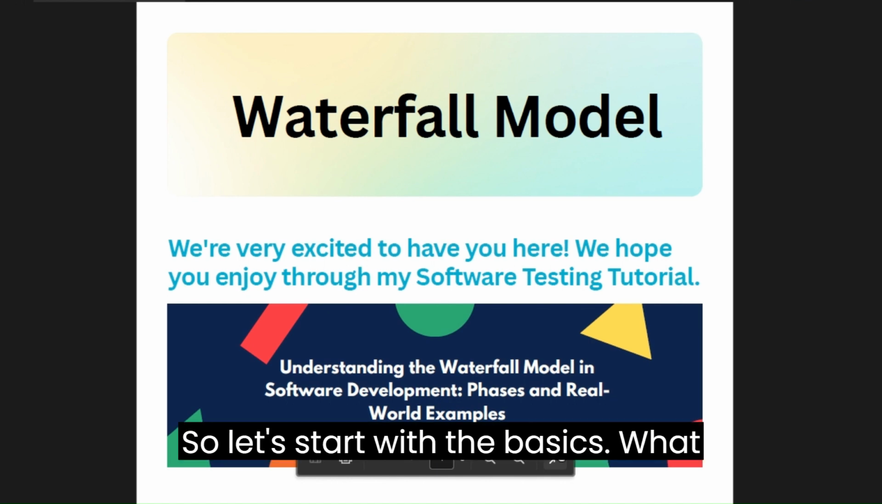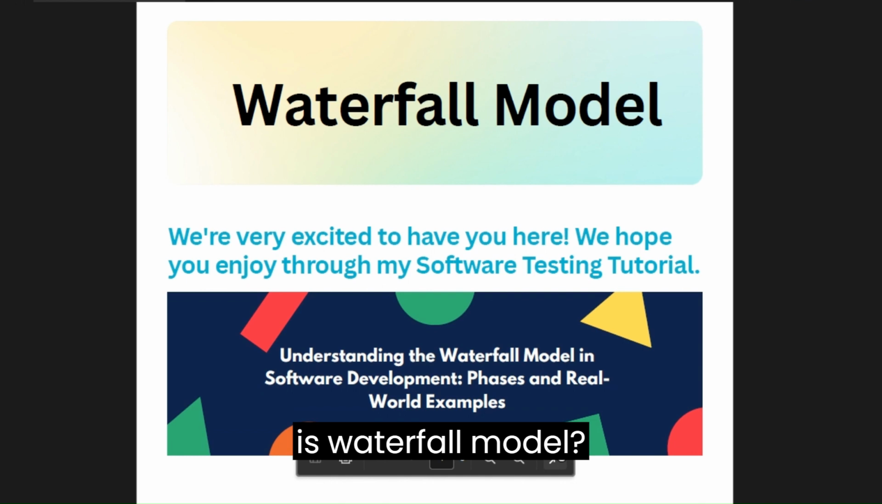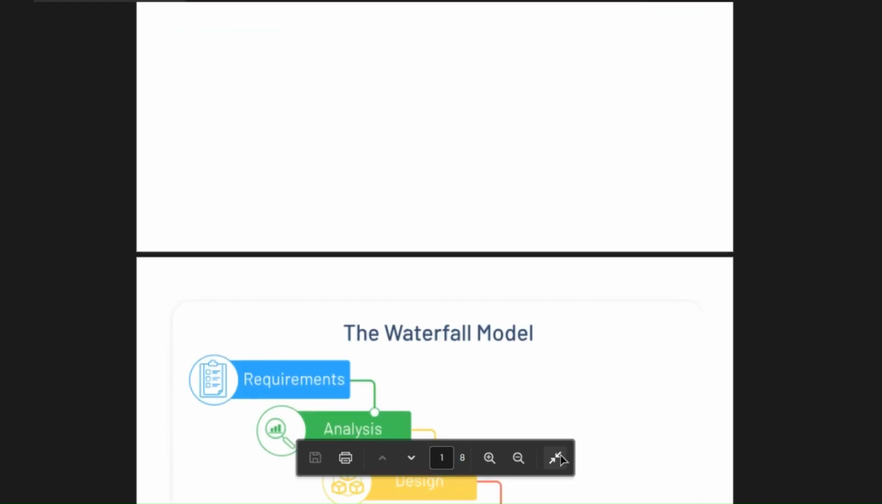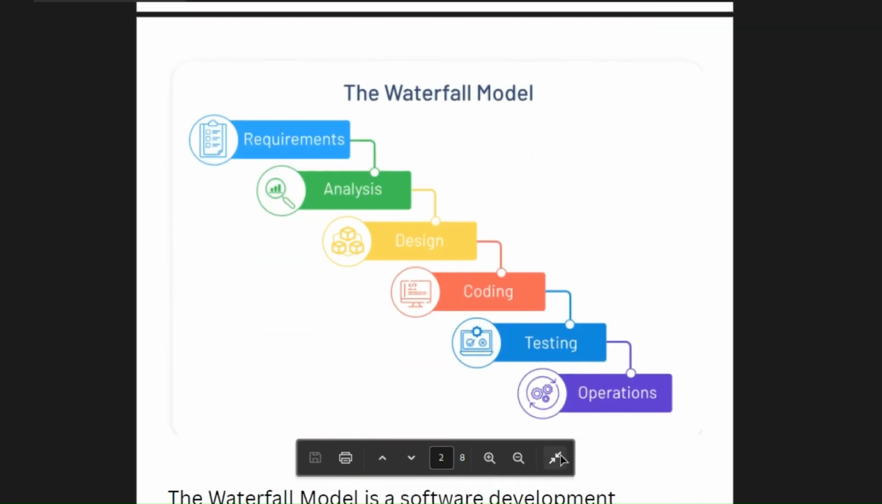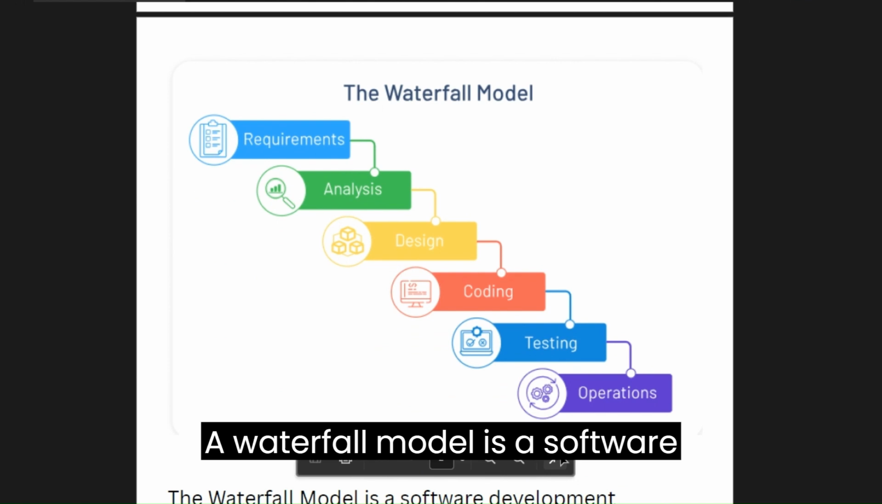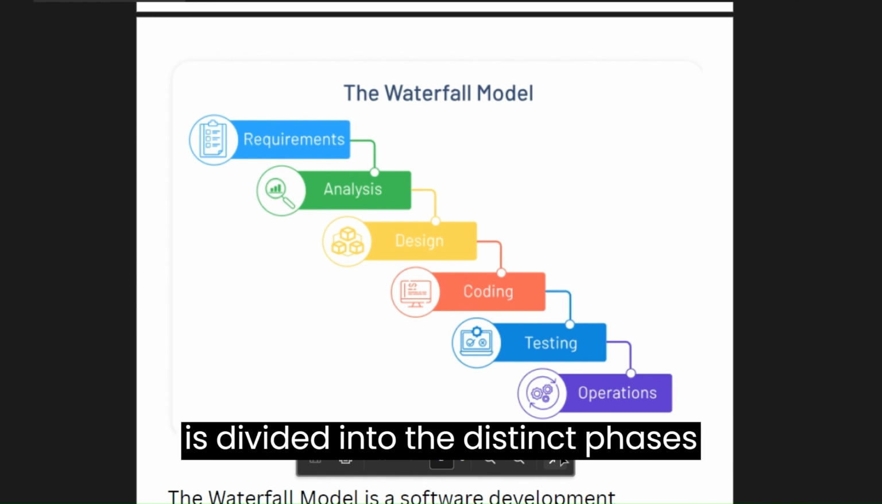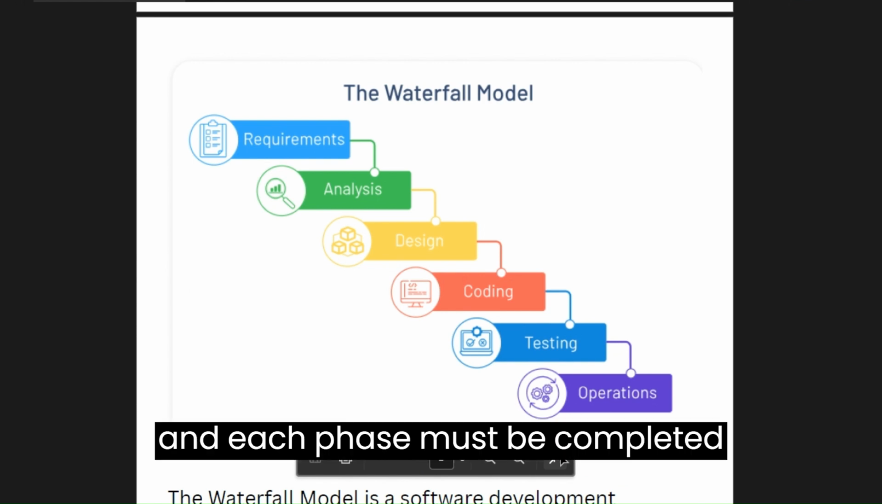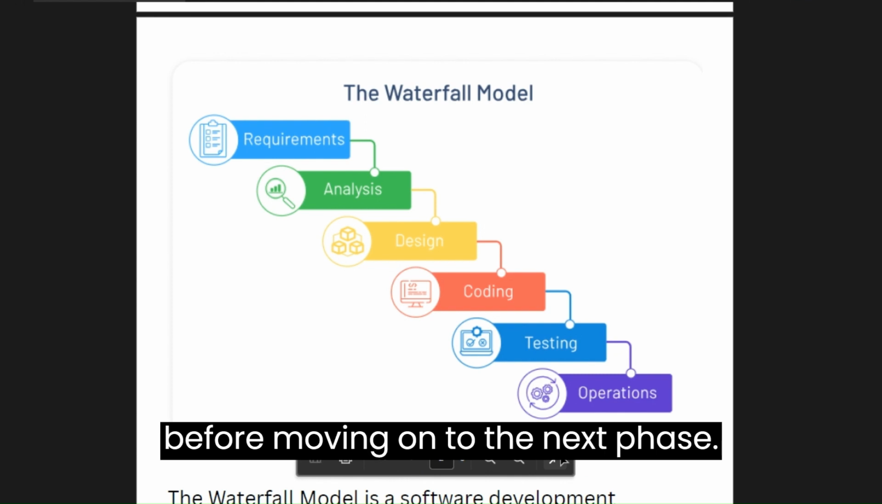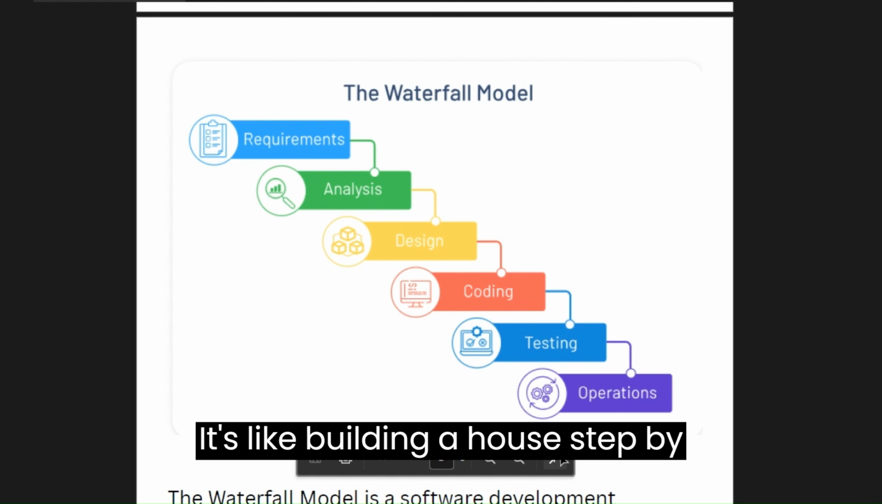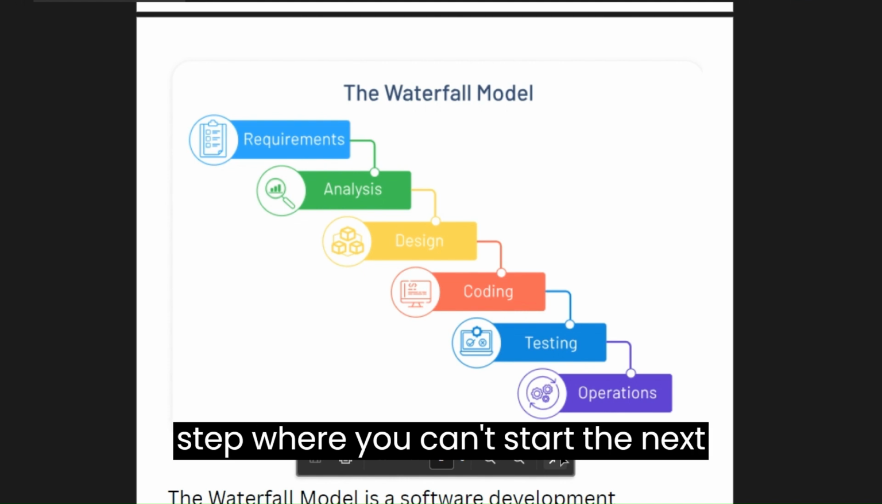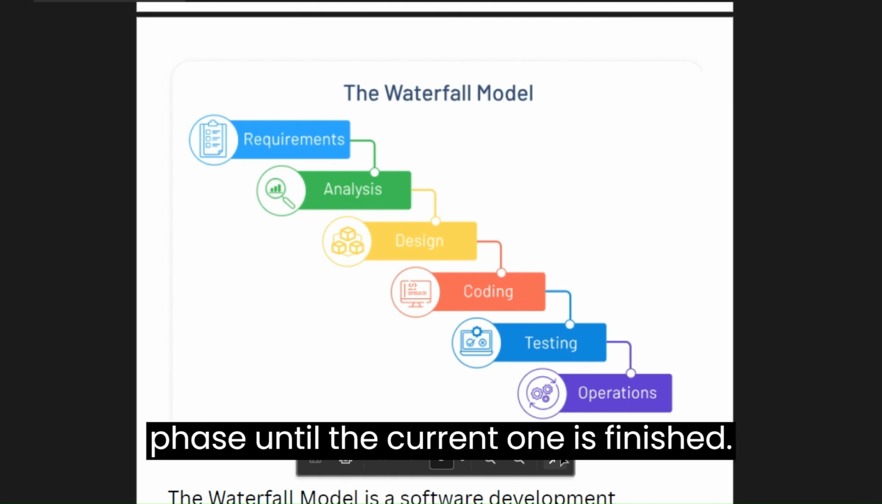So let's start with the basics. What is waterfall model? A waterfall model is a software development methodology where the process is divided into distinct phases and each phase must be completed before moving on to the next phase. It's like building a house step by step where you can't start the next phase until the current one is finished.